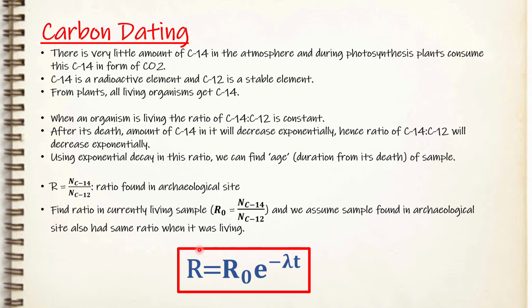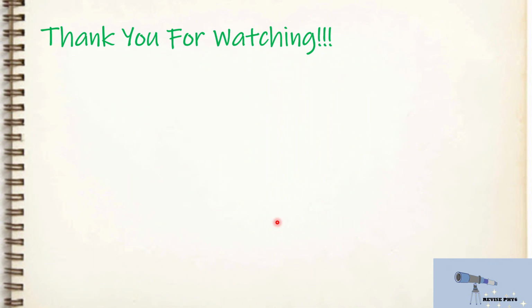But the problem with this method is that the environmental conditions when this bone was actually living were probably different. So the ratio of C14 to C12 probably was different. That's where the error comes into play, because of different environmental conditions like temperature and pressure. Okay, so that's it, and I hope you found this video useful, and thank you for watching.